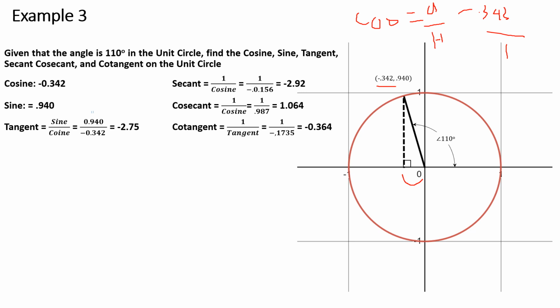Sine of 110 degrees is going to be 0.94. That's opposite over our hypotenuse, which is 1. So it's 0.940, and that's the y distance, also the sine of 110 degrees. And if I wanted to find the tangent, that's 0.940, which is the sine, over the cosine, negative 0.342, to negative 2.75. And then how do I know tangent is sine over cosine?